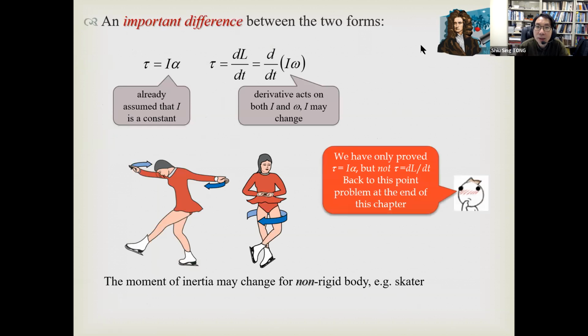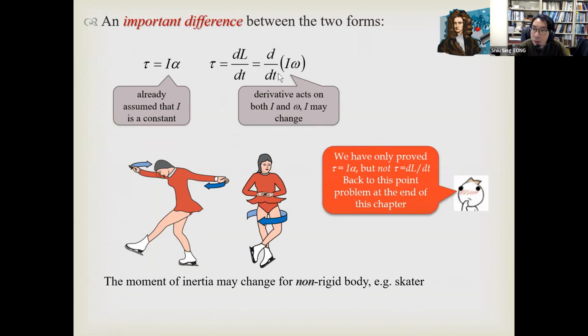Why? Because we have actually two forms of Newton's second law of rotation. The first form is in terms of I and alpha: the torque is equal to I alpha. In the second form, the torque is equal to the time derivative of the angular momentum, which is I omega.